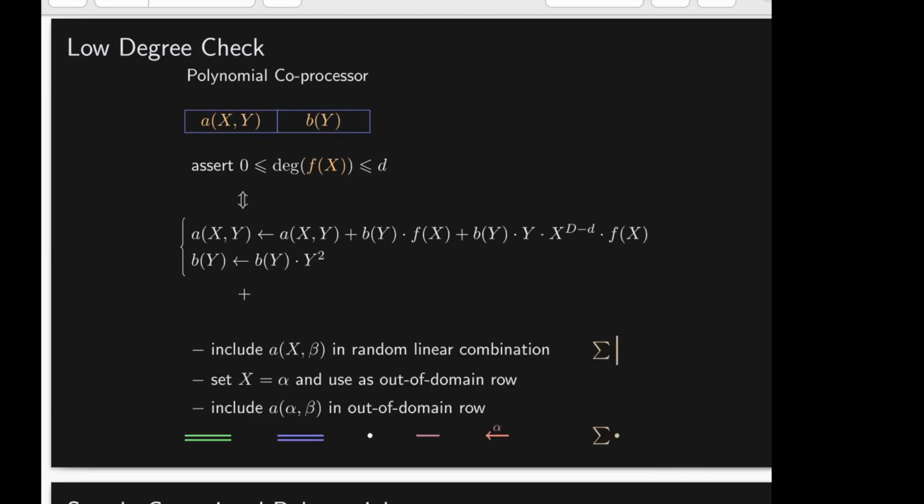But that works. We also need to include this accumulator term in the random linear combination, because that's how we make sure it goes into FRI. And by the way, when the verifier supplies alpha, we need to use this alpha as the value of the out of domain row. But under all of these conditions, it works.